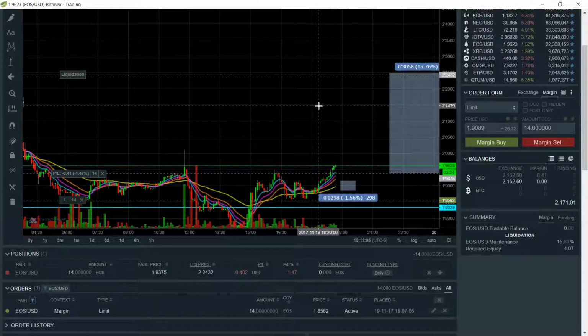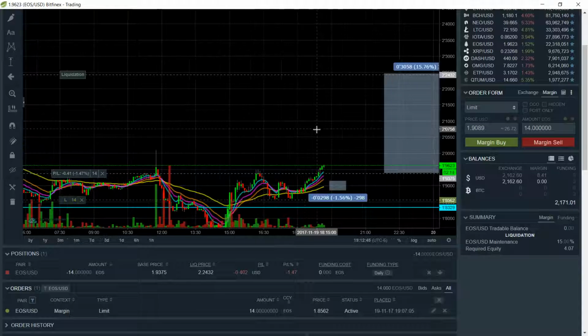So there you guys have it. That is what going short means in a nutshell. I showed you guys the math behind it. I showed you guys what liquidation is. I showed you guys how to read all of this, how to transfer it as well.